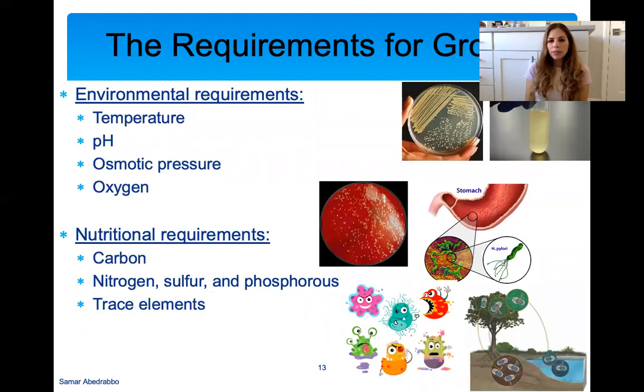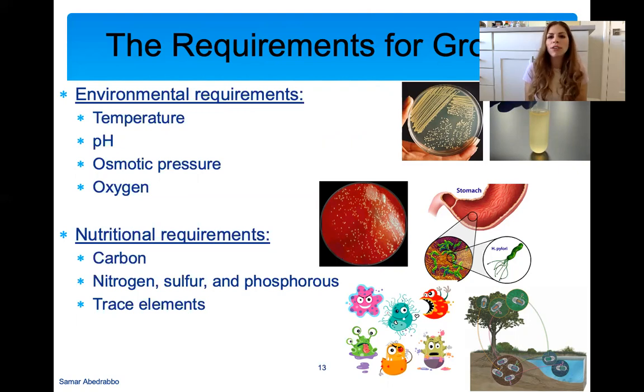So now that we know a little bit about the growth curve, we're going to talk about the requirements of growth. What do you need for microbes to grow? And microbes, just like humans, need important things. So they need food, which is nutrients, and they need the right environment. So the temperature has to be right. I'm going to talk about bacteria specifically, but we can think of viruses as well, since coronaviruses are a big topic right now. So you need the right temperature for every microbe to grow.